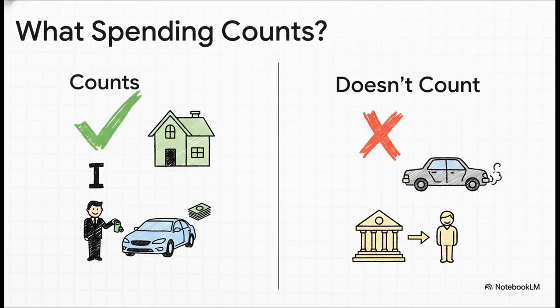And just like with income, there are some tricky rules here. For example, buying a brand new house is considered an investment, not consumption. And if you buy a used car, the value of the car itself doesn't get counted. It was already counted the year it was made. But the car dealer's commission does get counted because that's a service provided this year. See, it's all about tracking the value that's been created right now.